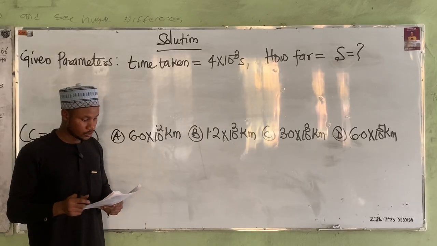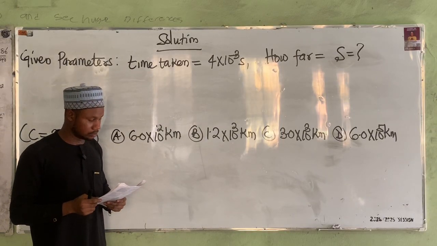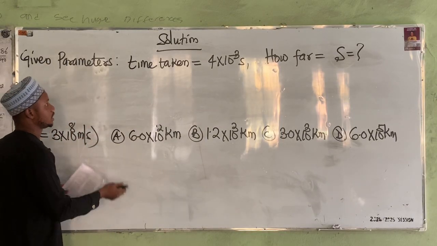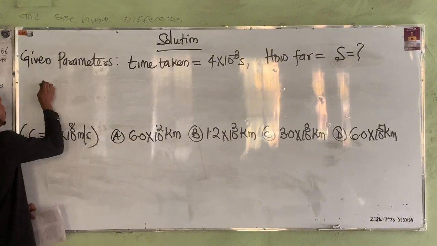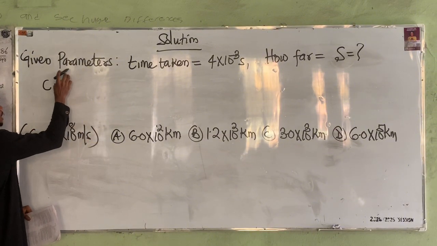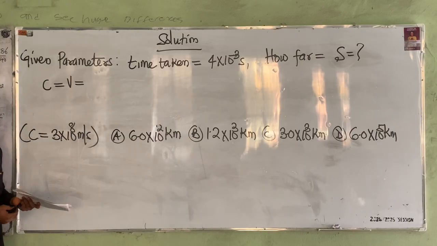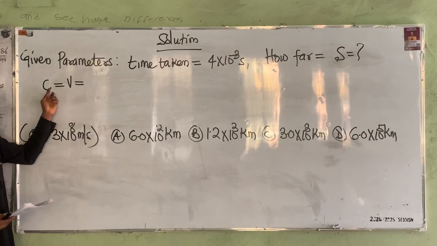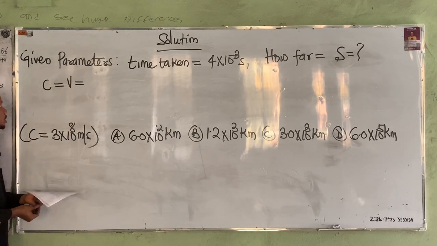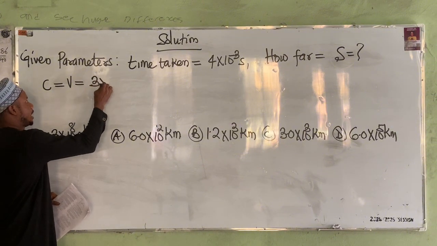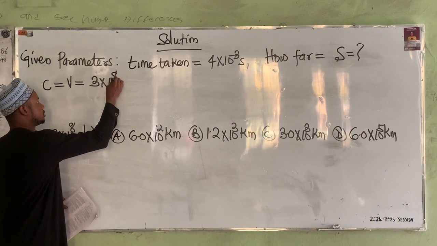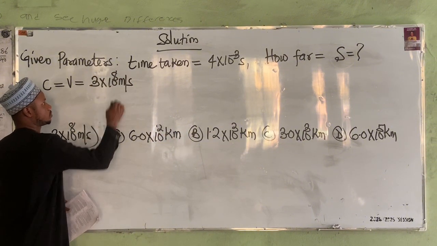Please take note. Now, what again they said, they gave us C, that is speed. C is given to us as, you can either call it C or velocity, it's the same thing. The only difference here is, this one is the speed of light. I hope you know that. It's given to us as 3 times 10 raised to the 8 meters per second. Please take note.